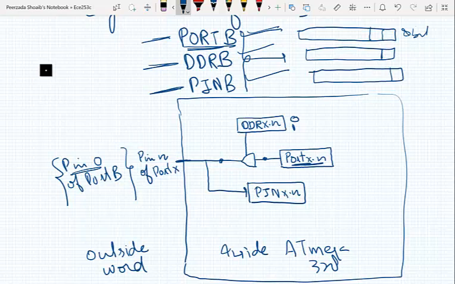I hope that's clear. We will be discussing some of the instructions that may be used during input output transactions of Atmega 328 microcontroller. I think that we will discuss in the next class.